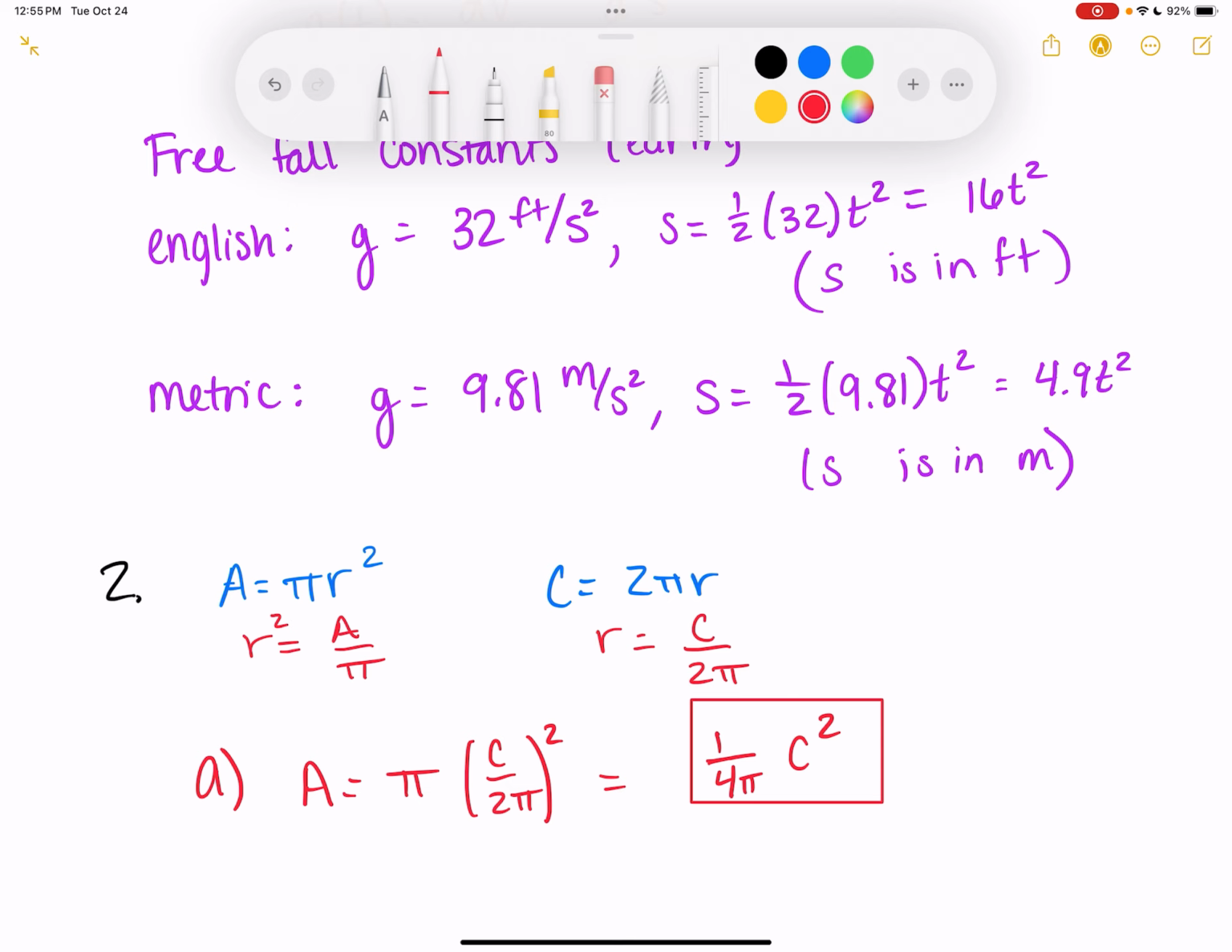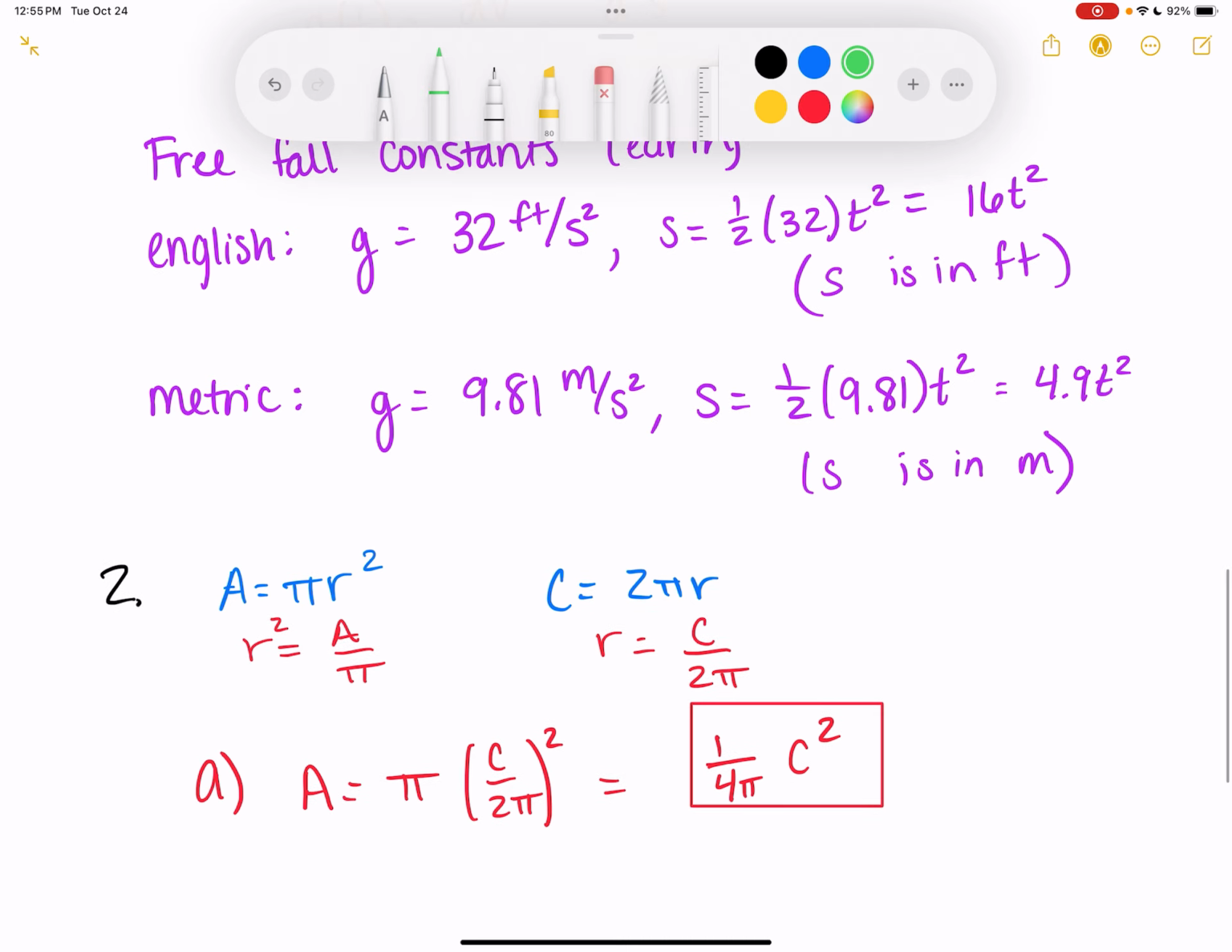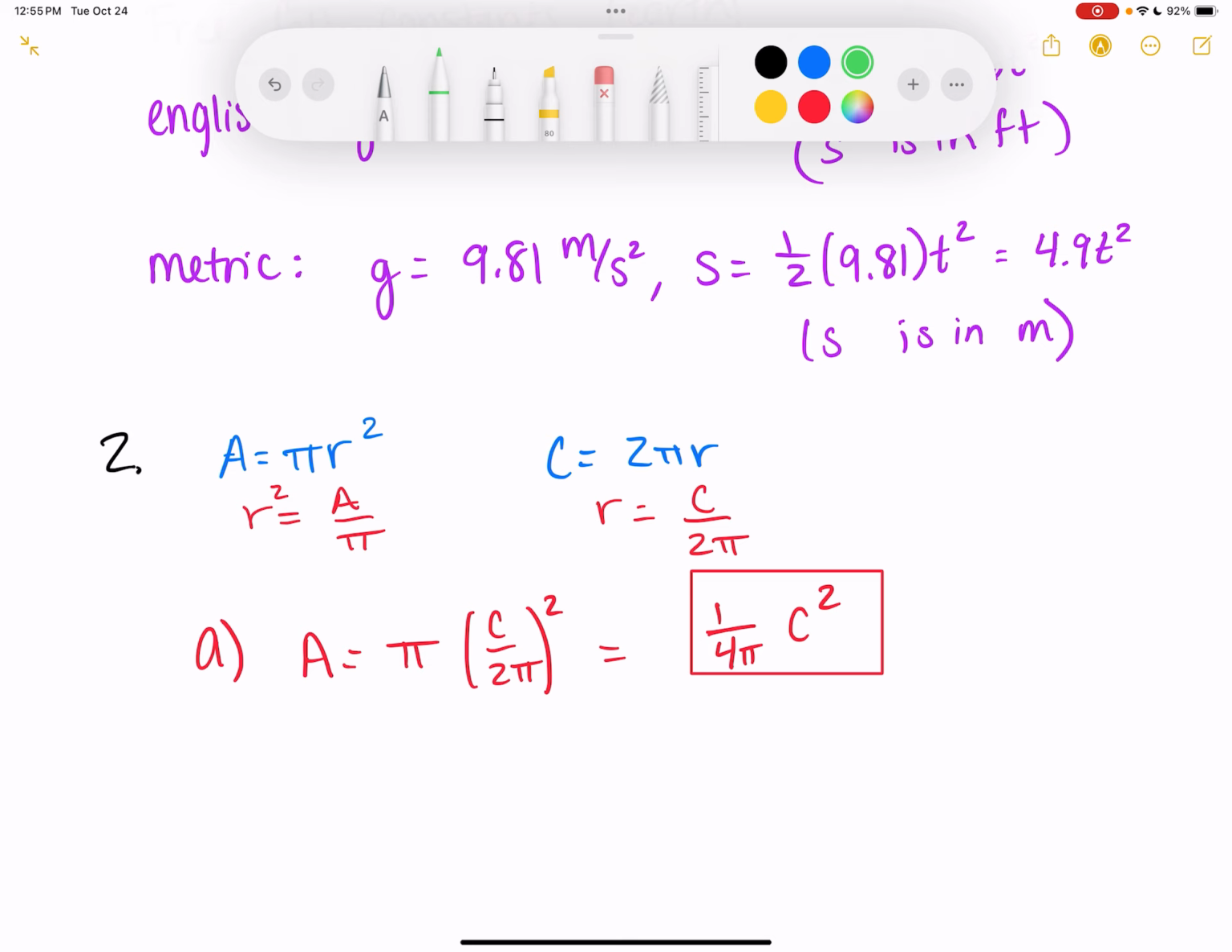Now, the other thing I could have done is set these two things up here equal to each other. So I could have said A over pi is equal to R squared, which would have been C squared over 2 squared pi squared, and done it that way. But that's more work when you can just solve for R and plug it in. But we might need this later.